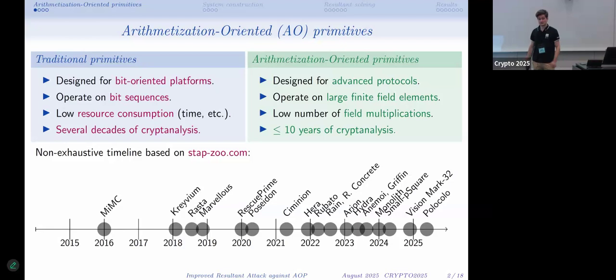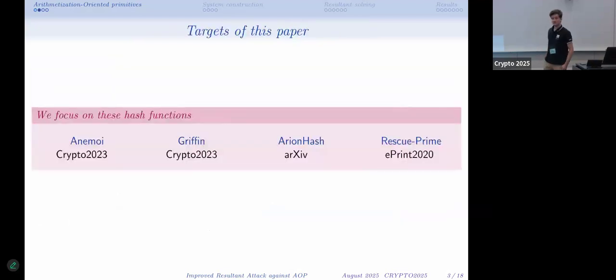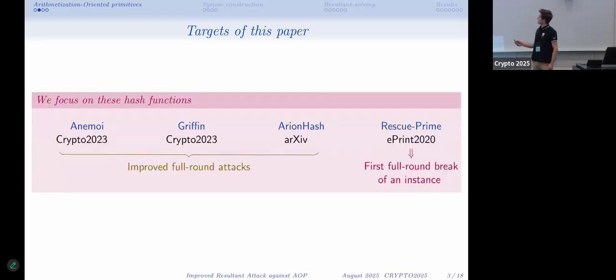There's less than 10 years of cryptanalysis, and you can find here a non-exhaustive list of some of these hash functions. In this paper, we mainly focus on 4 hash functions, which are Anemoi, Griffin, Arion hash, and Rescue-Prime. For Anemoi, Griffin, and Arion, we provide improved full-round attacks. Those were already broken. And for Rescue-Prime, we provide the first ever full-round break of an instance.